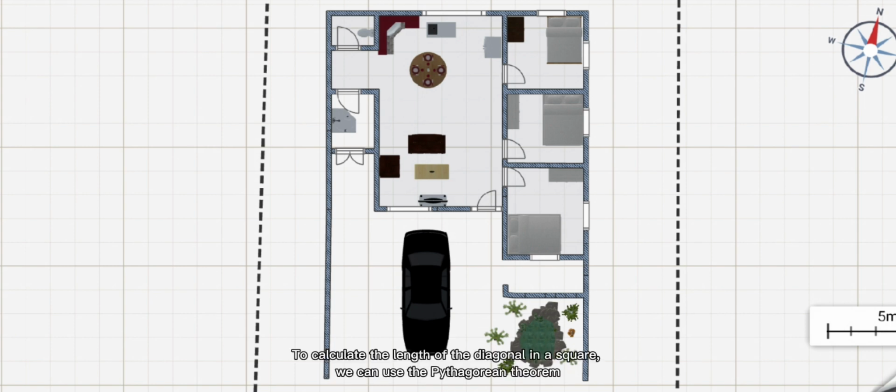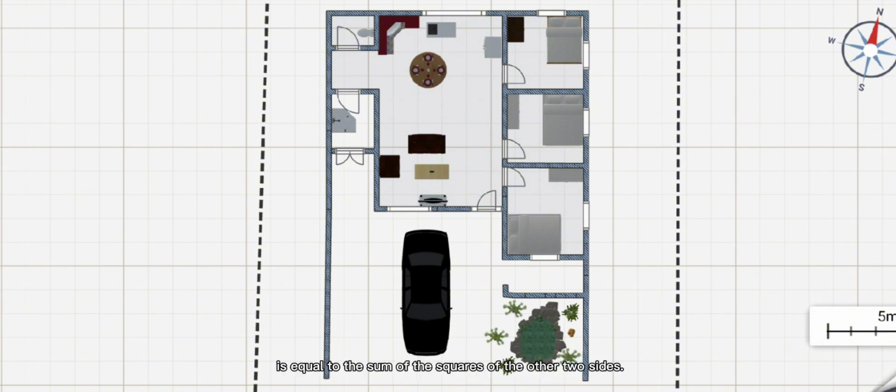To calculate the length of the diagonal in a square, we can use the Pythagorean theorem. The Pythagorean theorem states that in a right triangle, the square of the length of the hypotenuse is equal to the sum of the squares of the other two sides. In a square, the diagonal forms a right triangle with two sides of equal length. Let's call the length of each side its length.